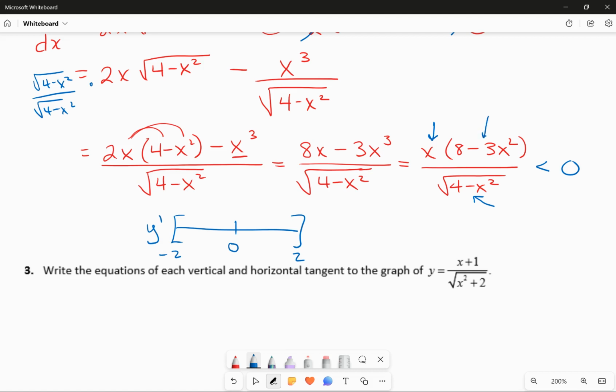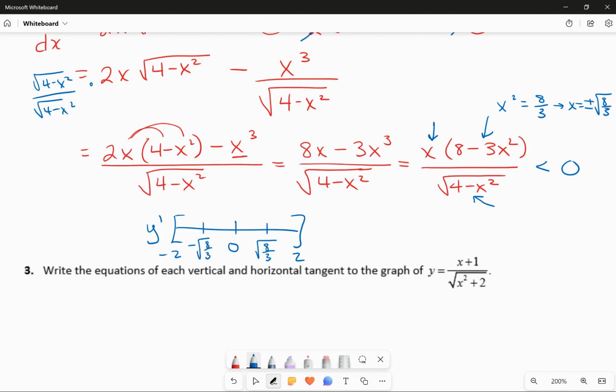And then when we have 8 minus 3x squared, think about that. If you were to solve for x, you would subtract 8, divide by -3. So let's do that. So x squared would equal, if we're setting this equal to 0, subtract 8 divided by -3, which would be 8/3. And then we would take the square root of that. So x would equal plus and minus the square root of 8/3. Now 8/3 is smaller than 2, so that's within our interval. So we're just going to put that value in there as well. I'm just going to keep it as the square root of 8/3 and the negative square root of 8/3.